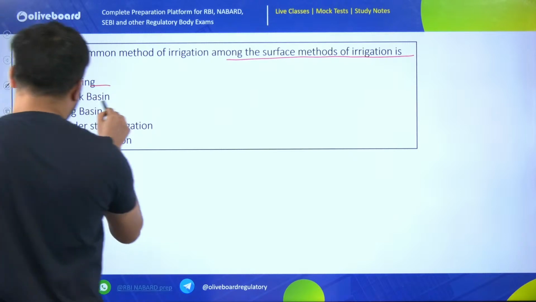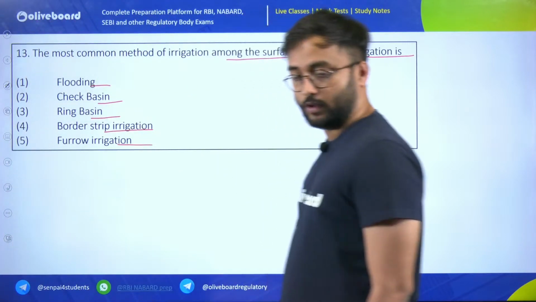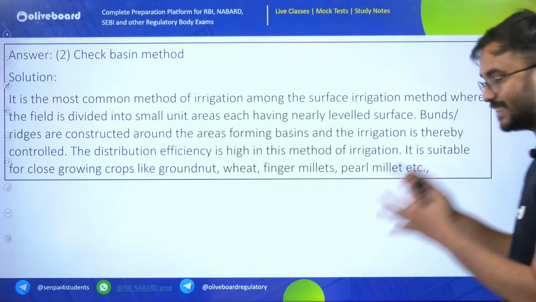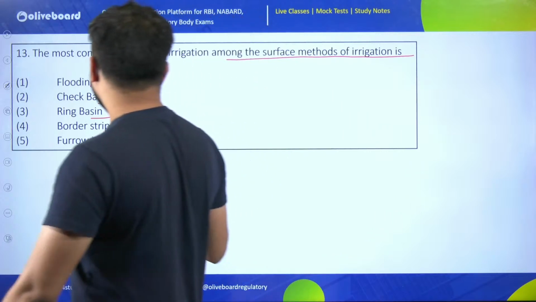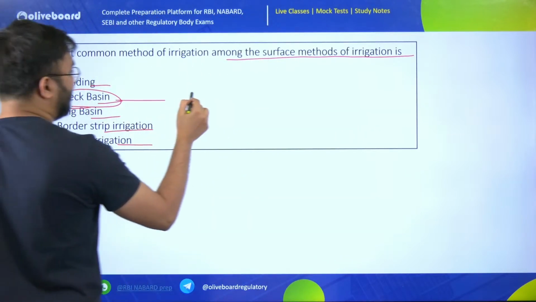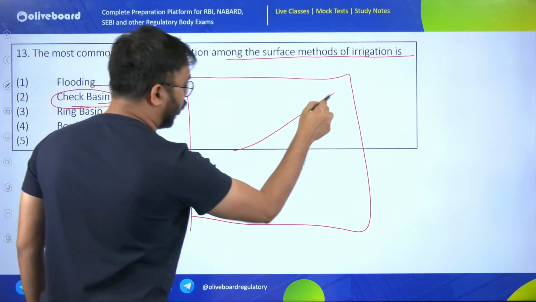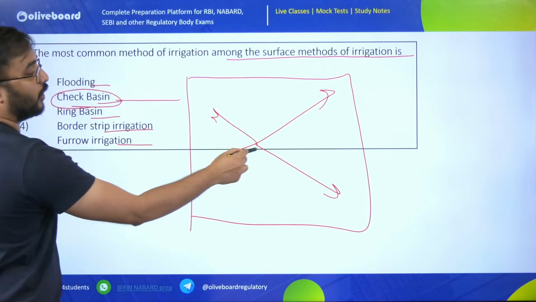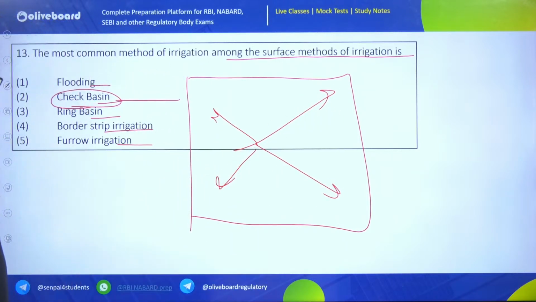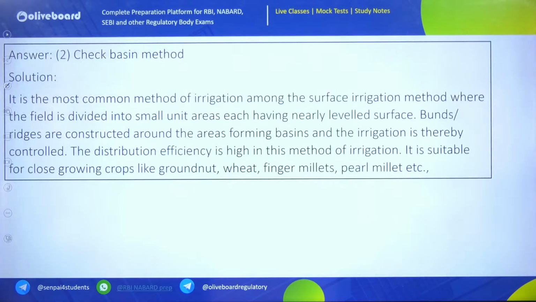So flooding, check basin, ring basin, border strip and furrow irrigation. The answer here is check basin irrigation. A thousand times I have told you, check basin irrigation is used because it is very easy for providing water to all the corners of the field, and that also in the most controlled way. And that is why check basin irrigation is the most common method.